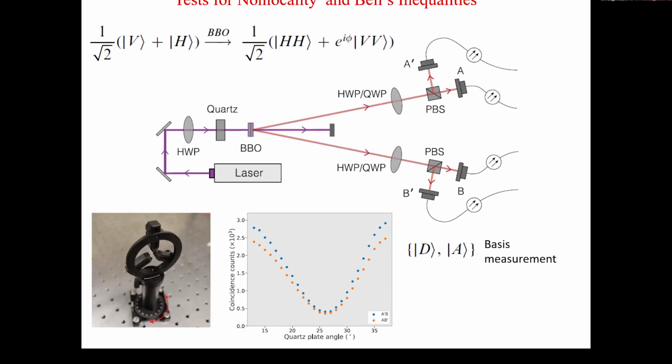So you need to adjust this phase, and you can adjust this phase by putting another quartz wave plate or a retarder in the path. And you change this orientation so that the coincidence counts come to a minimum, and in that case you will have phi equals 0. And you have to prepare a particular input state for the Bell's inequality test. You do that with the help of this quartz wave plate.